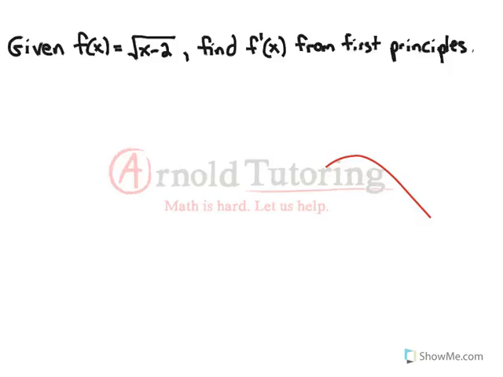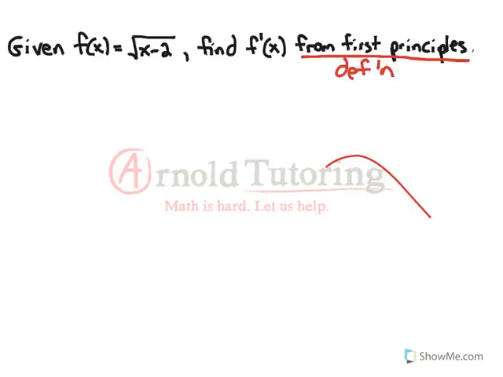Okay, in this calculus question it says given f of x equals the square root of x minus 2, find f prime of x from first principles. This is an absolutely key phrase, from first principles. They could also say using the definition. It's the same thing, using the definition of the derivative. So this is one formula we're definitely going to want to memorize, and we want to see how it works.